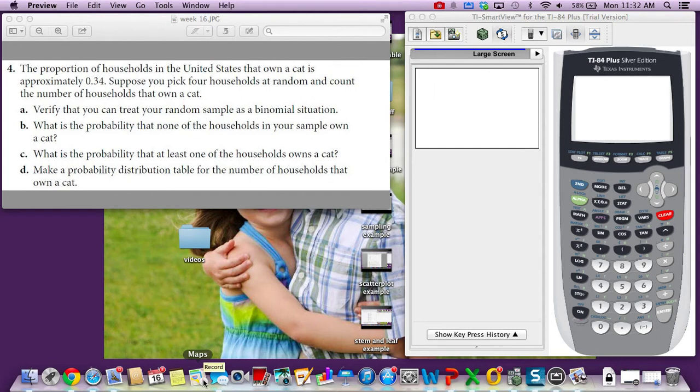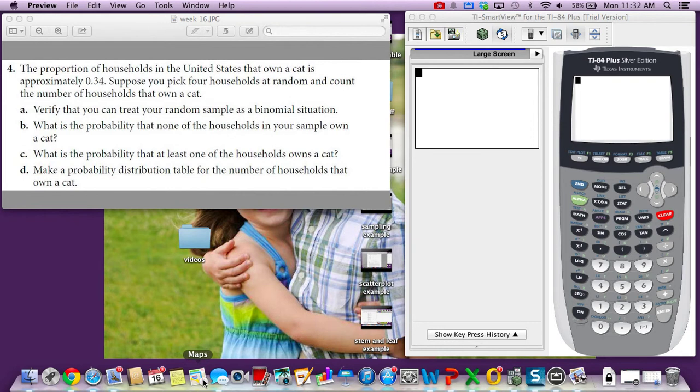Okay, so we're going to look at a binomial example today using the graphing calculator. It says the proportion of households in the United States that own a cat is approximately 0.34. Suppose you pick 4 households at random and count the number of households that own a cat. Letter A says verify you can treat your random sample as a binomial situation.